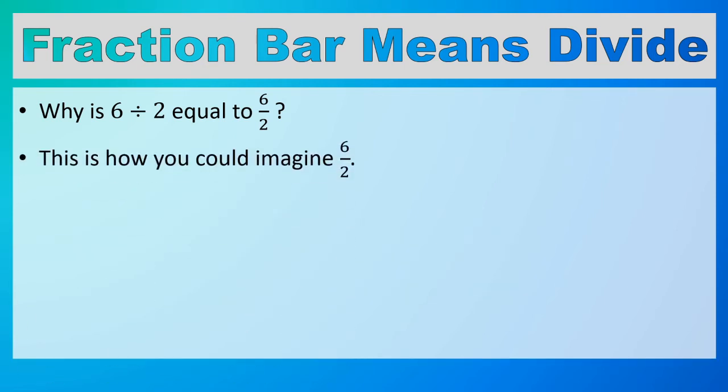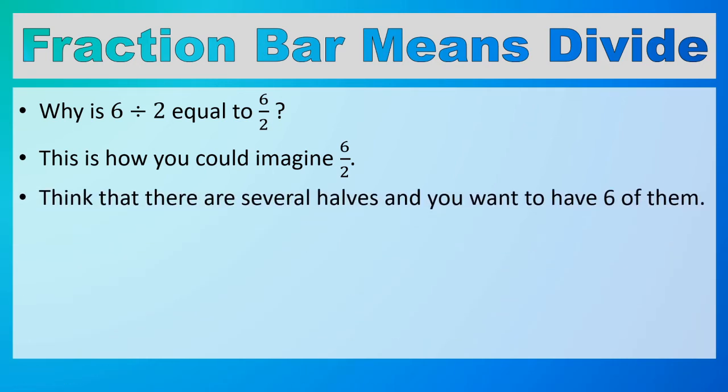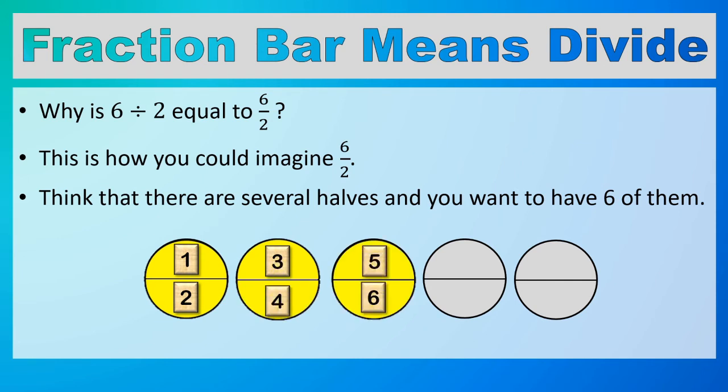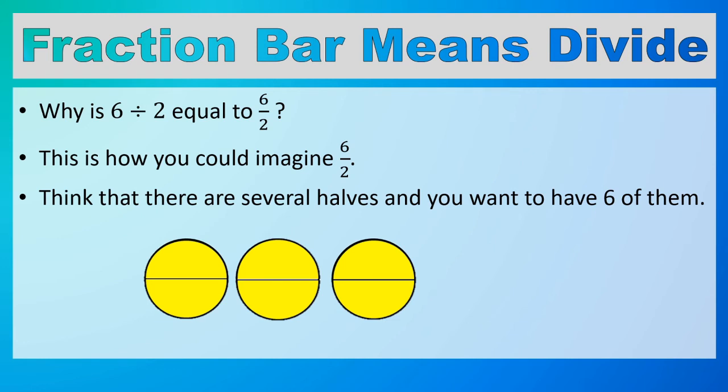This is how you can imagine 6 halves. Think there are several halves and you want to have 6 of them. So here are some halves. And when there's 1 half, 2 halves, 3 halves, 4 halves, 5 halves, and 6 halves. And so here are 6 halves. How many whole pieces are there? And we have 3 whole pieces. And notice this looks a little bit similar to a picture we just saw. So this is one way to visualize that 6 divided by 2 is equal to 6 halves.